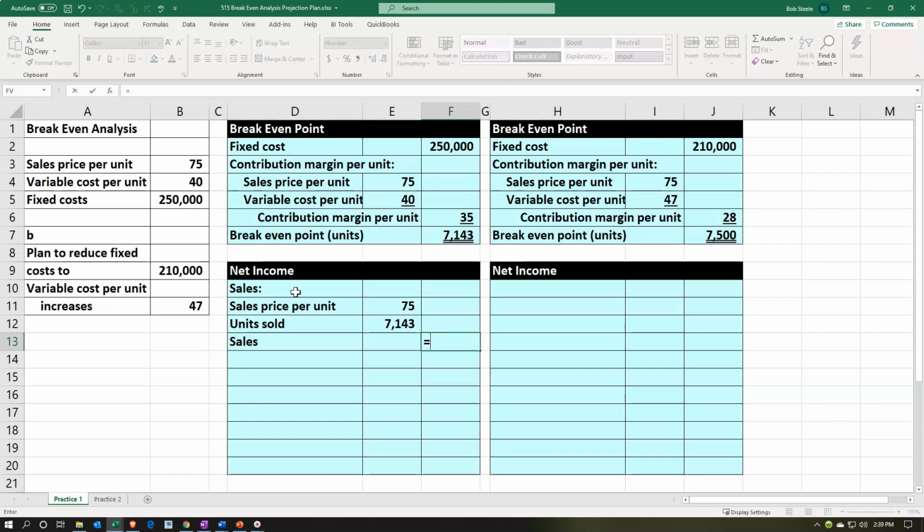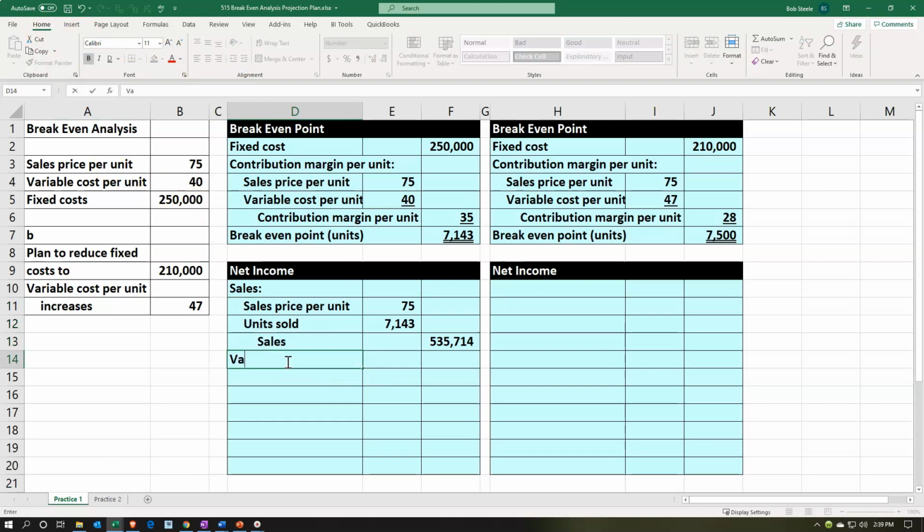I'm going to put in the outer column equals 75 times the 7,143. Going to go ahead and indent these, selecting these three, Home tab, alignment, increase the indenting. Sales, Home tab, alignment, increase the indenting.